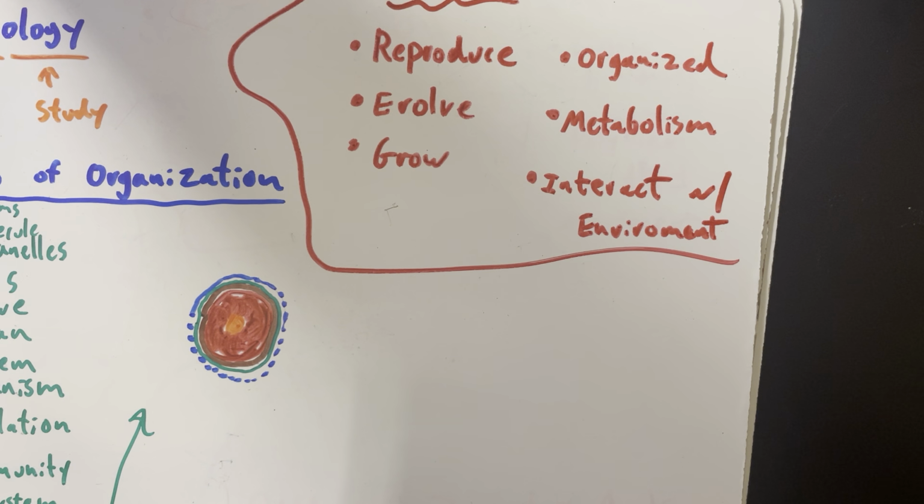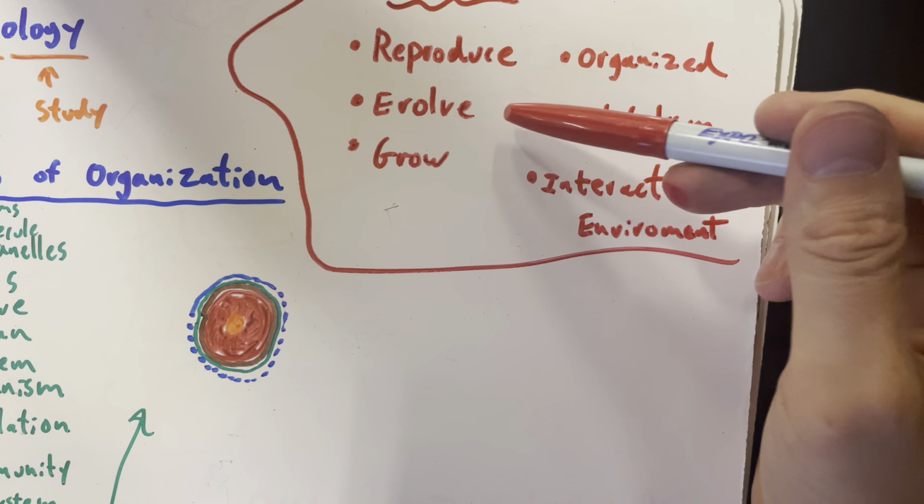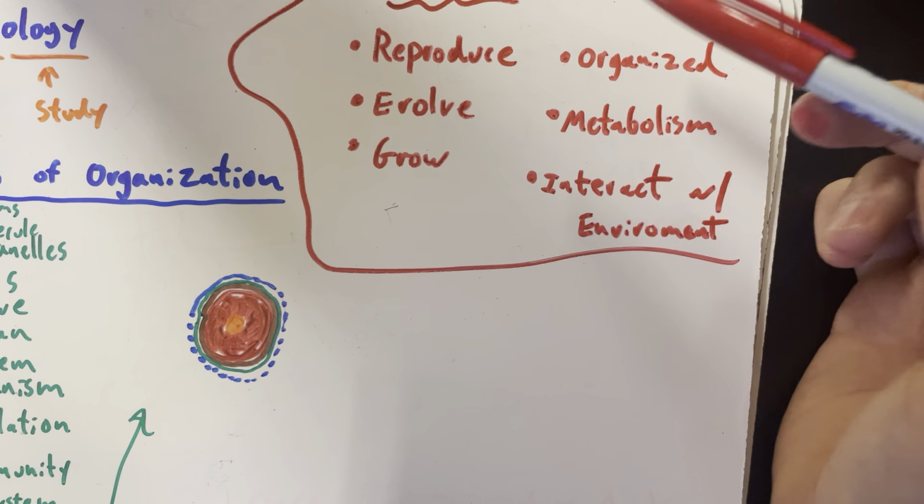Well, does fire evolve? Not really. The fire that I just lit on this match is the exact same as any other fire that's ever existed, right? So fire isn't evolving. It definitely interacts with its environment, and yeah, it can grow. It fails on the evolve thing.